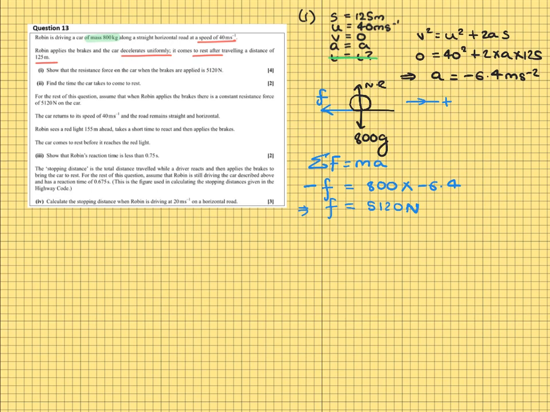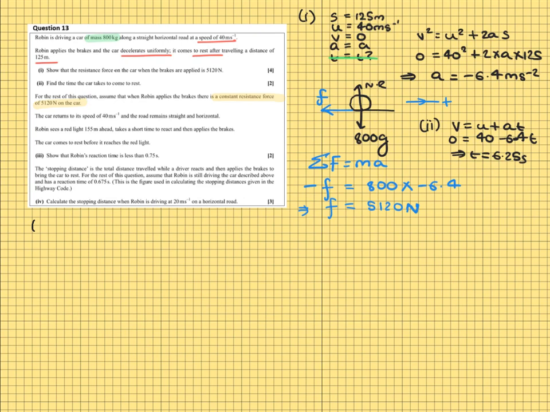Part 2, really simple. Find the time the car takes to come to rest. Well, we had all the SUVAT information set up earlier. We can use v equals u plus at, 0 equals 40 minus 6.4t. Now we know the acceleration, so the time works out to be 6.25 seconds. Now, the rest of this question is really more based on kinematics than it is on forces and motion, but let's take a look at it.